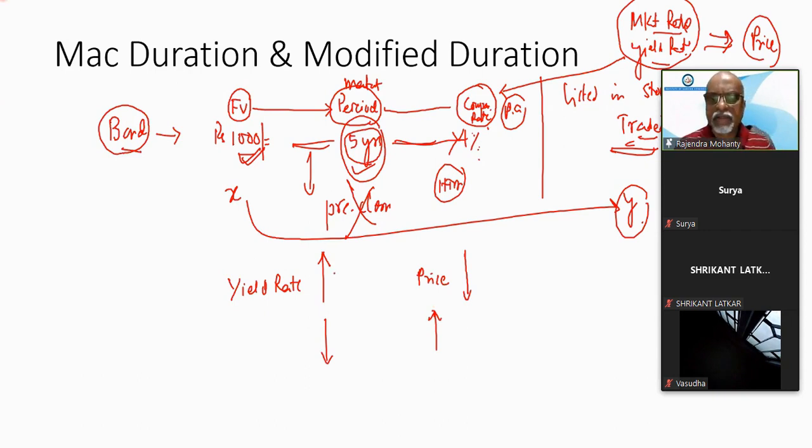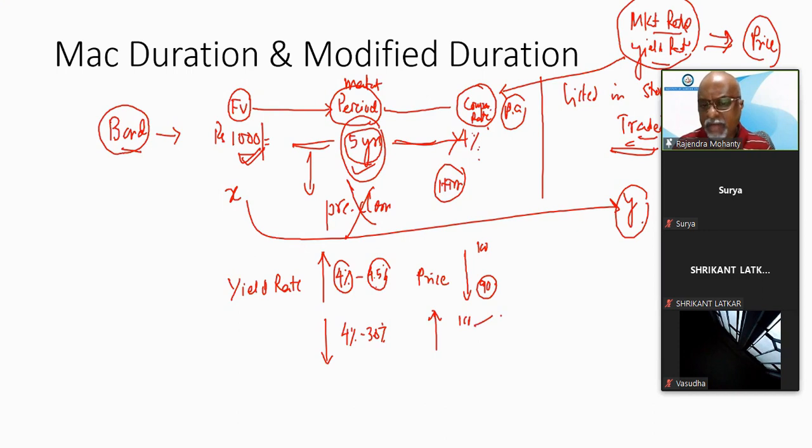Suppose the yield rate was 4% earlier. Now the yield rate has become 4.5%. That means the yield rate has gone up by 0.5%. So always remember, simply, blindly, you can say that the price of the bond, if it is 100, will definitely fall to 90 or whatever. Similarly, if the yield rate was 4%, and now it is 3.5%, and the price was 100, then the price will definitely go up to 104, 105, 110, whatever it may be. This is the fundamental rule you should understand.